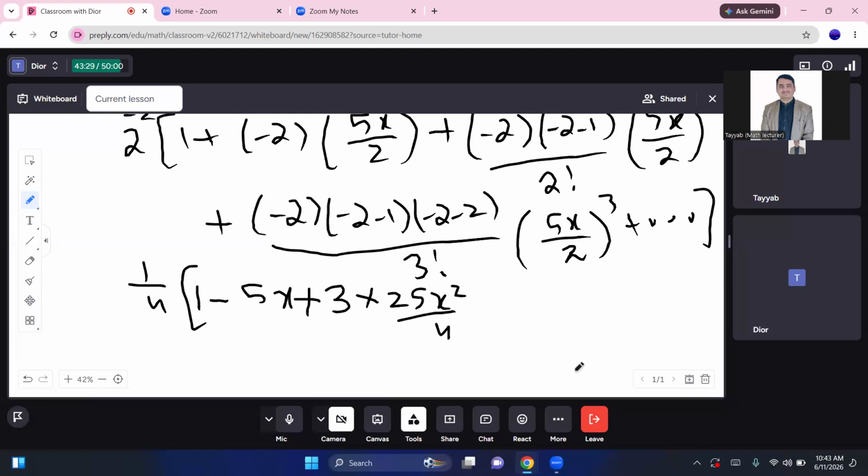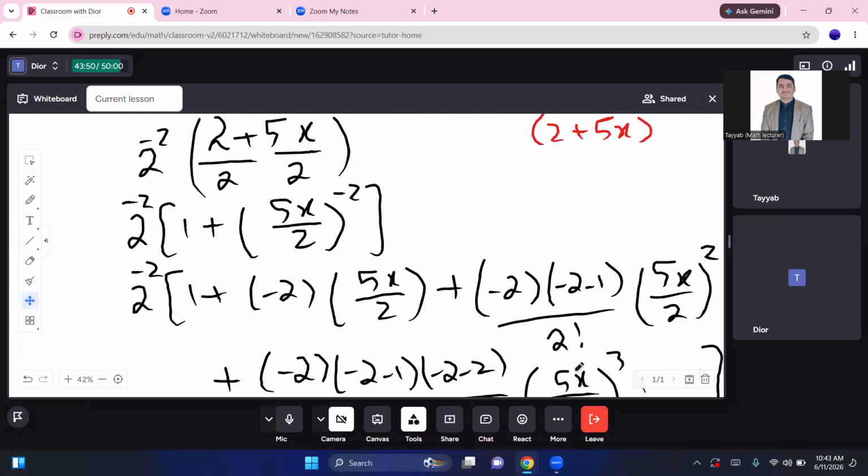Yeah. This one is minus 2, minus 1, minus 3. Minus 3 times minus 2 is 6. 6 times minus 4, minus 24, over 6, times 125 x cube over 4. And then you can use the simplification.